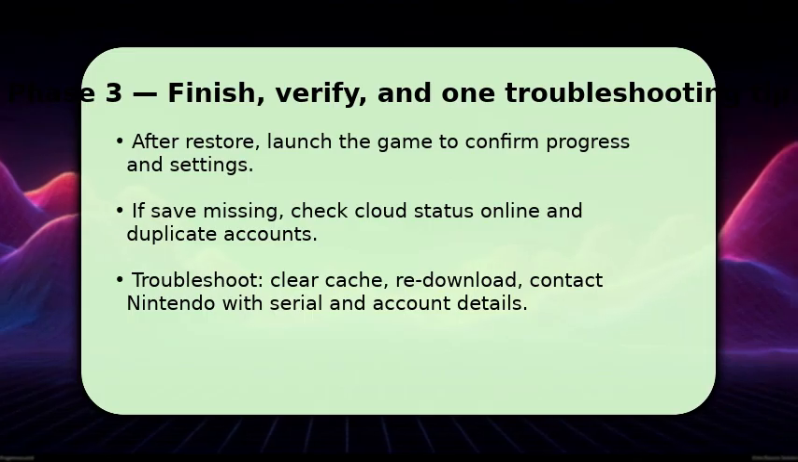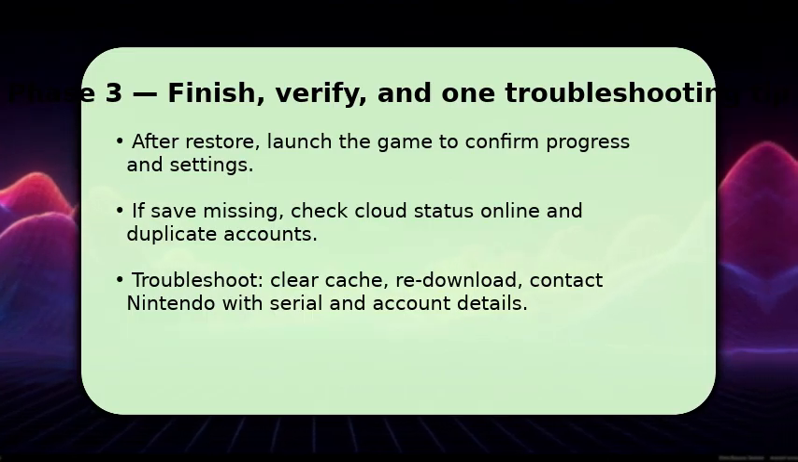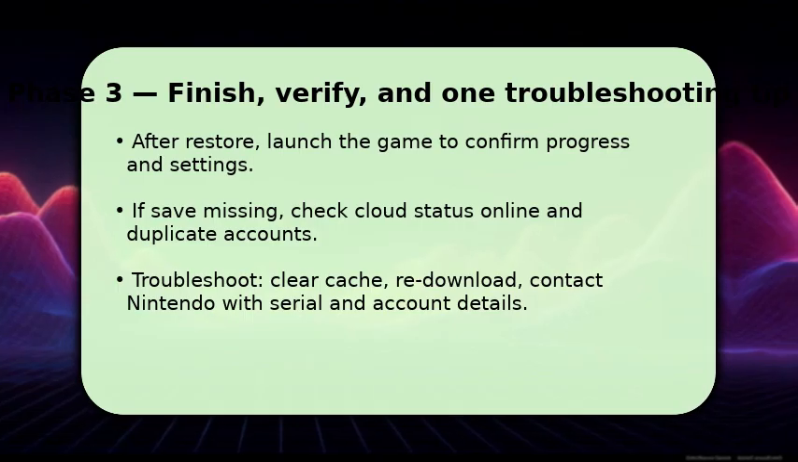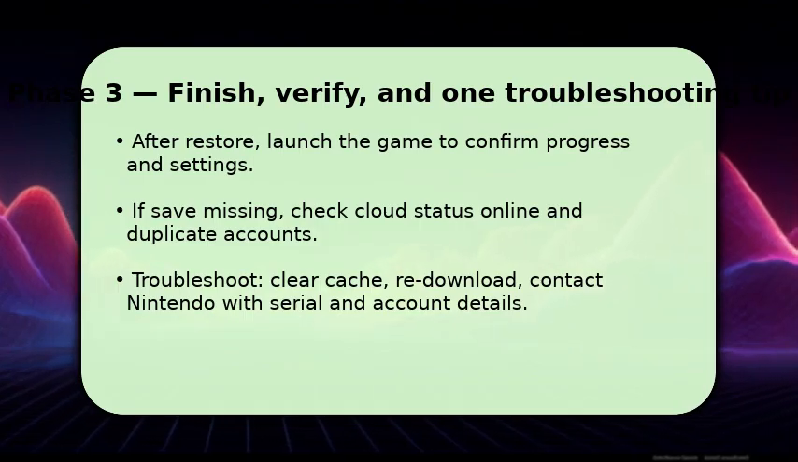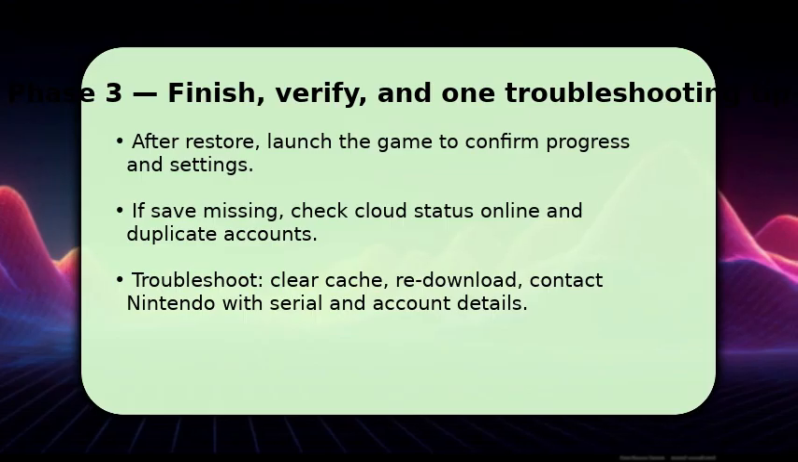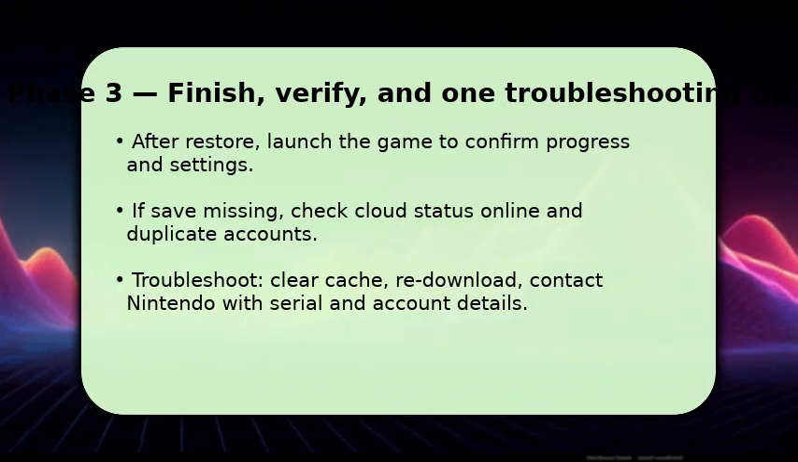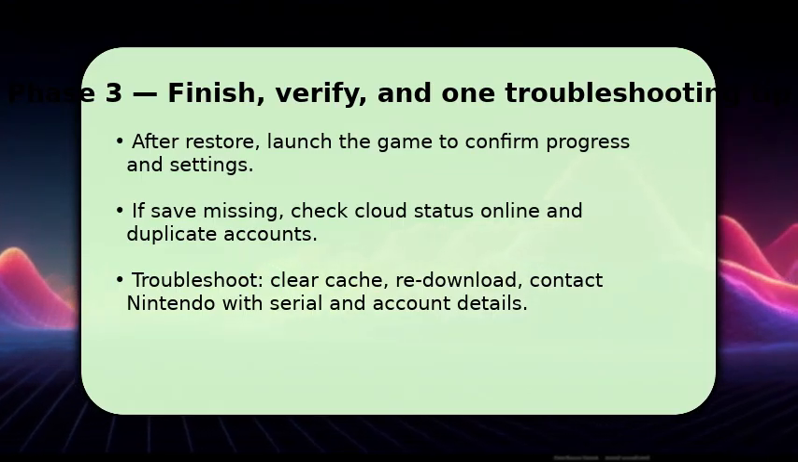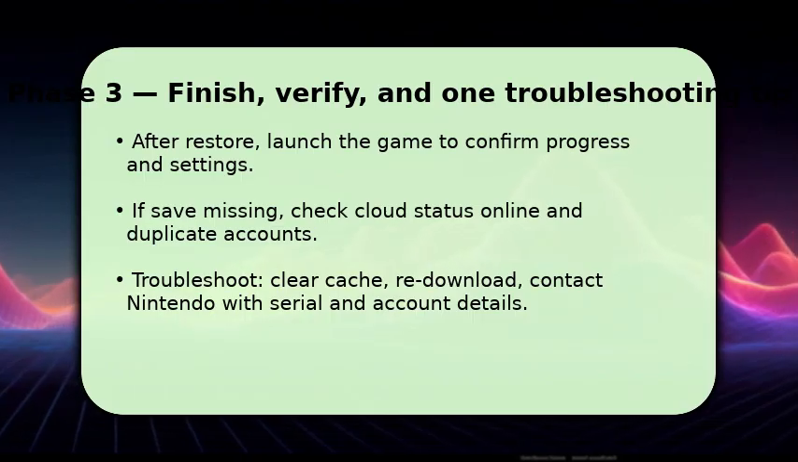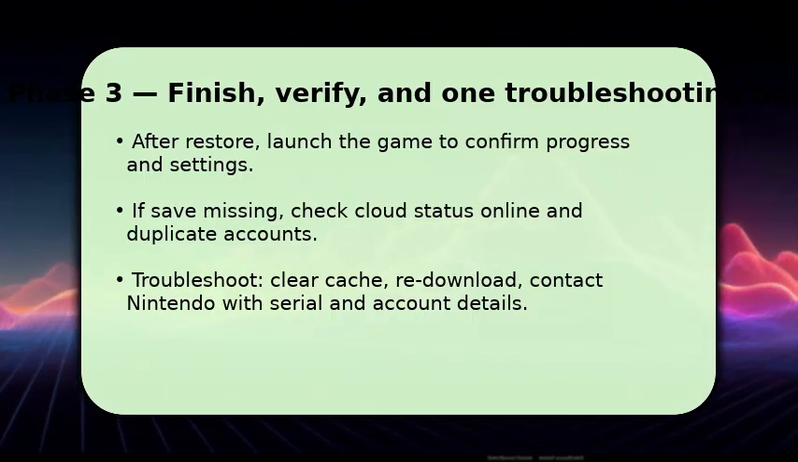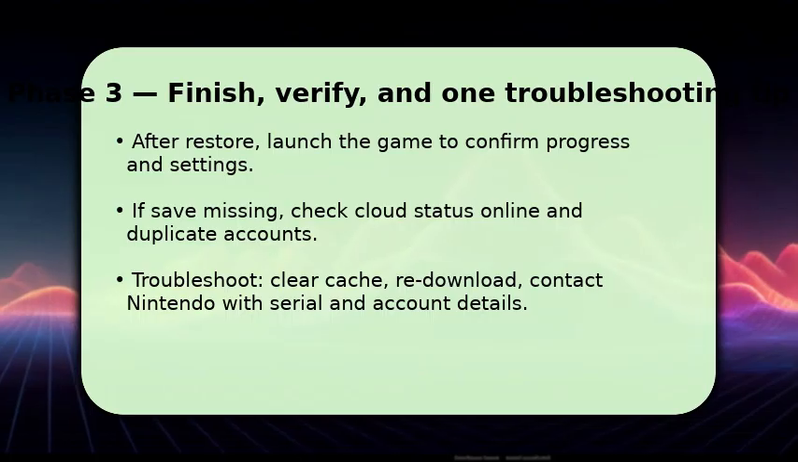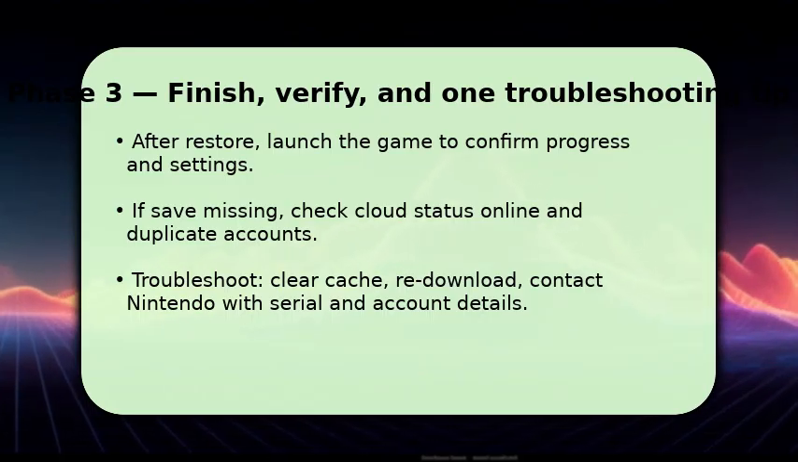If a save is still missing, double-check which account holds cloud backups and confirm their status via Nintendo account online. Make sure to re-download the latest firmware and clear system cache if installs fail. If problems persist, contact Nintendo support with your console's serial number, account email, and exact error messages. This speeds up account-level resolution.